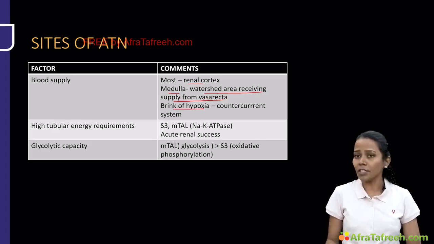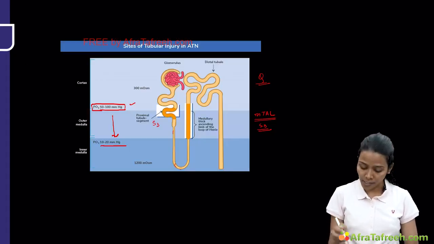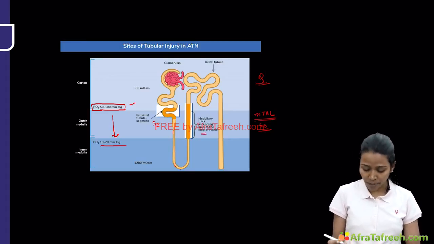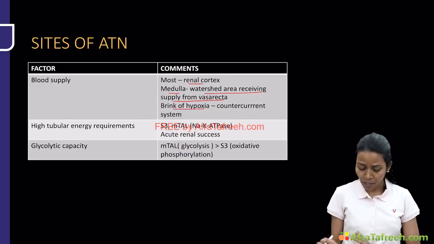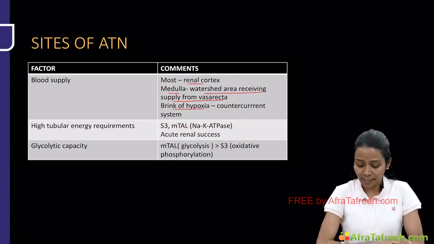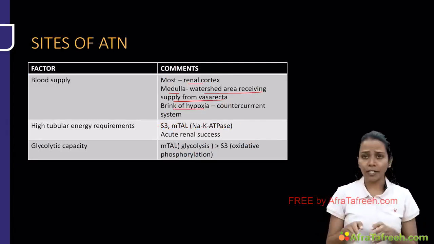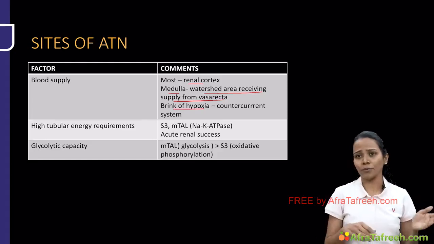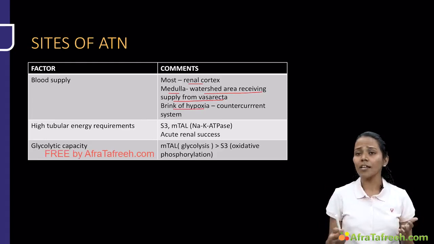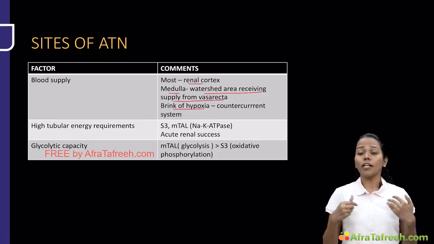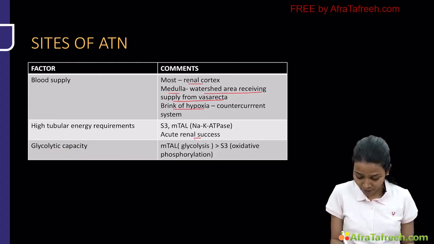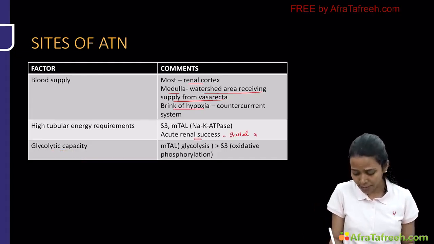And high tubular energy requirement: among all the tubular parts, the highest energy requirement is in the medullary thick ascending loop of Henle and in the proximal tubule segment. Okay. So what happens is, once any cause of AKI comes, the kidney shuts off. As in these channels, the sodium potassium 2 chloride channel and all the symporters and antiporters are going to shut down. So the GFR decline is actually protective for the kidney. The initial GFR decline is called as acute renal success.